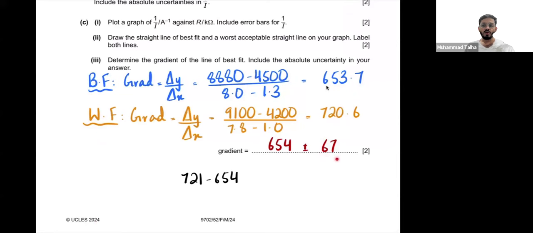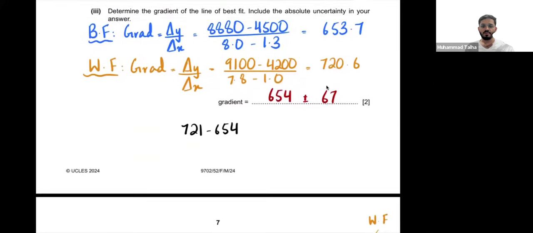Now, some of you might also be in the habit of writing your absolute uncertainty always to 1SF. That's not wrong. You can do that as well. But for me, what I did here is because everything here was 3SF, I took this as 3SF as well. You can take this to 2 or to 3SF. The examiner is not really particular or for that matter clear about this. So this is what I went with.